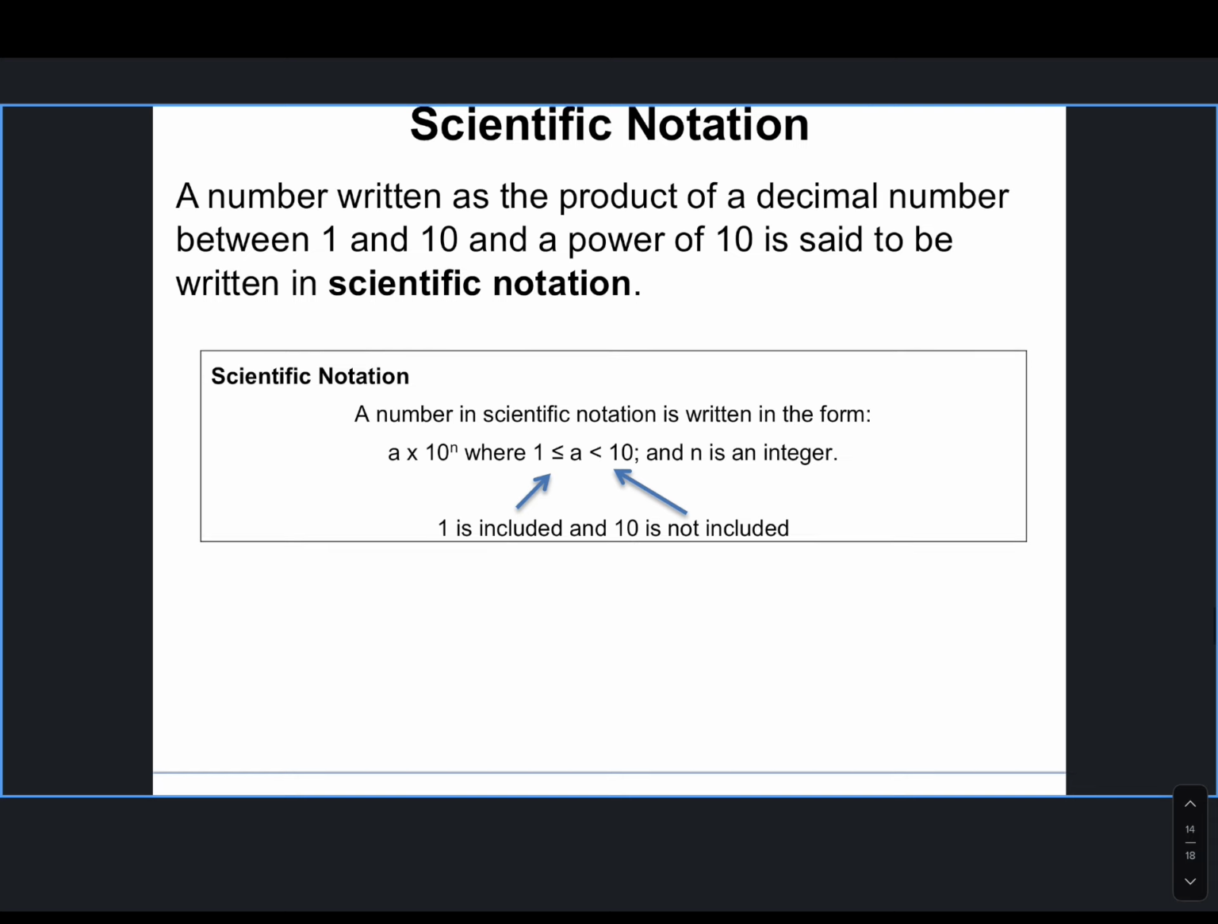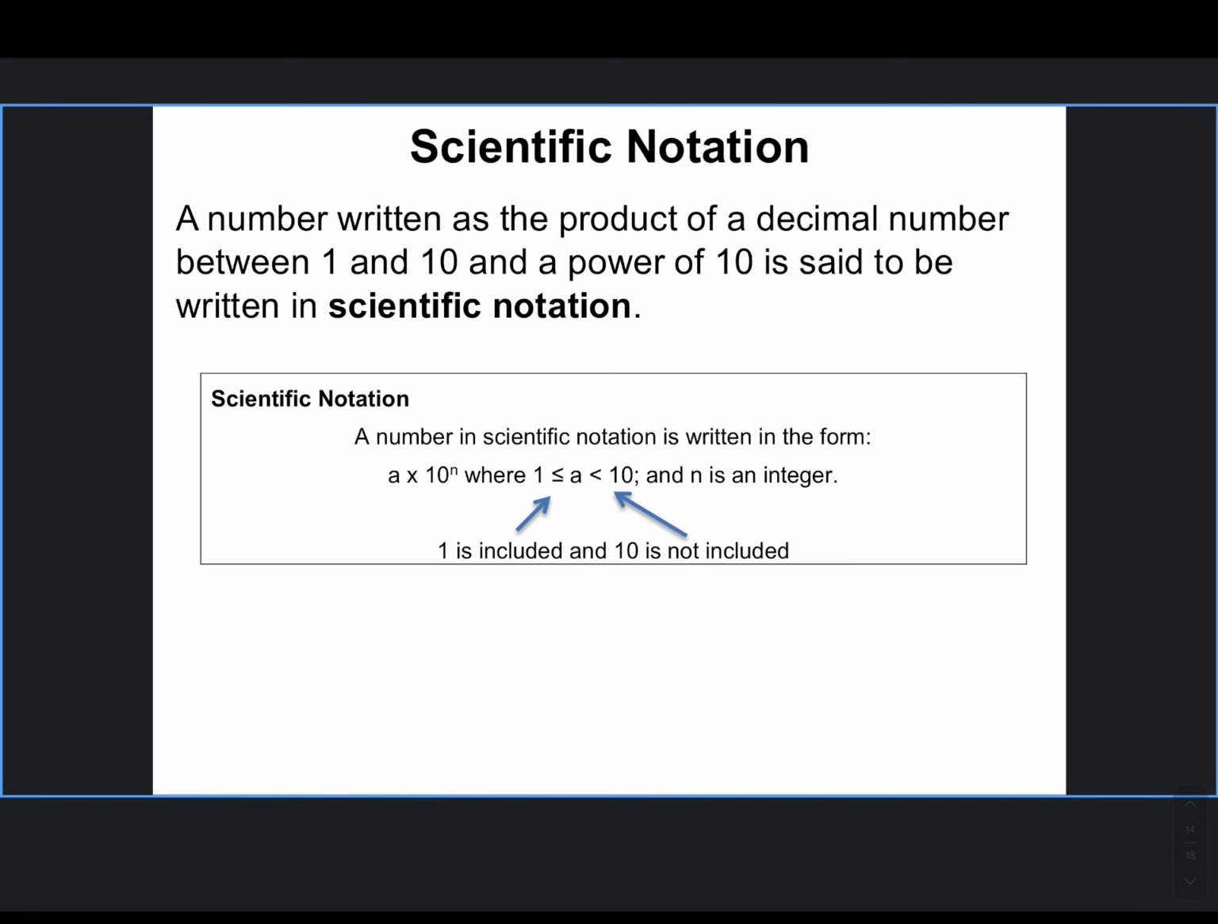Okay, scientific notation. You're going to see scientific notation the entire semester, so just be prepared for that. I want to spend a little time talking about how we deal with scientific notation. So a number written as the product of a decimal number between 1 and 10 and a power of 10 is said to be written in scientific notation.